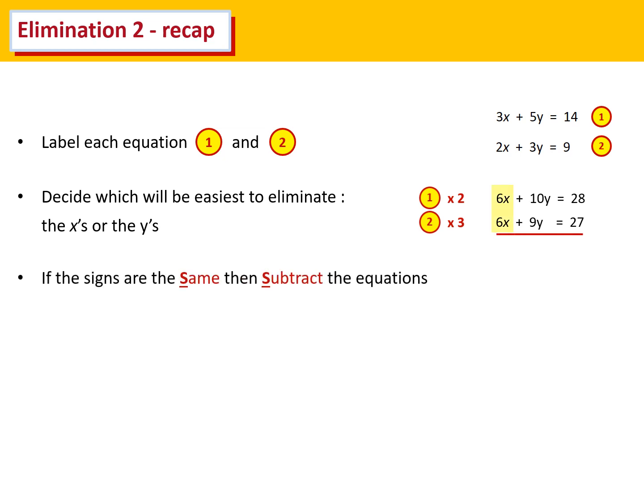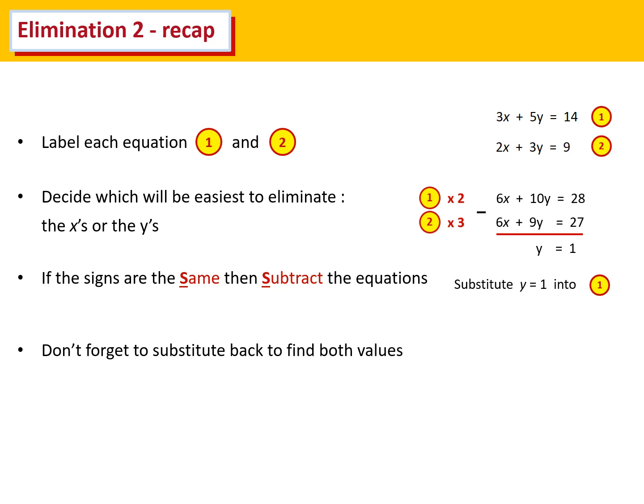Now, because those 6x's are both positive 6x's, the signs are the same, i.e. both positive. If the signs are the same, then you subtract the equations. And when I do subtract the equations, I end up with y equals 1. We then substitute that value back into one of the equations to find x. I'm going to substitute it back into equation 1. And when I do, I get 3 lots of x plus 5 lots of 1 equals 14. And then I end up with x equals 3.